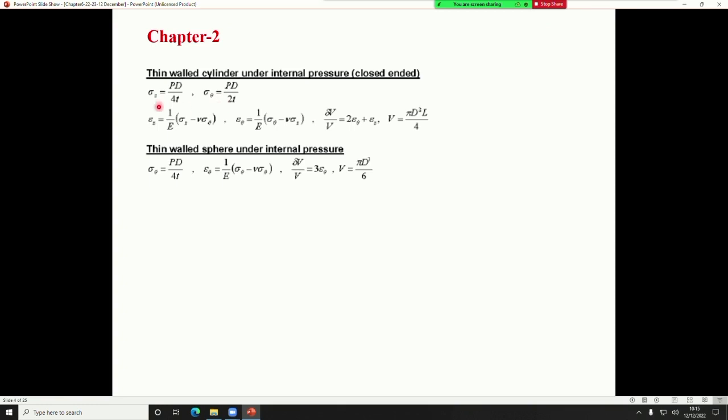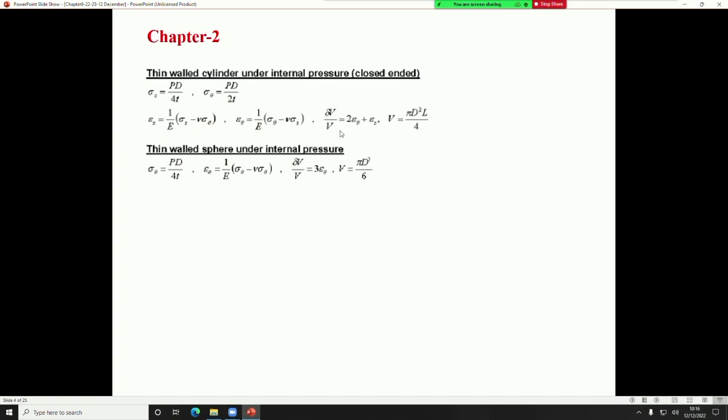So the equations you see at the moment are for a closed-ended cylinder. The axial stress is equal to pressure multiplied by the mean diameter divided by 4 times the thickness of the cylinder. And hoop stress is obviously twice this value. So you can see these two equations are very similar to the one I showed you on page 1 without including the temperature variation. For a small element in the wall of the cylindrical pressure vessel, we can consider z to be in the x direction and theta to be in the y direction.